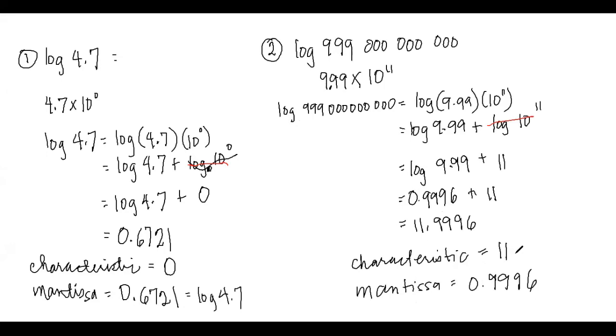So class, madaling malaman kung saan yung characteristic. Kung ano ang exponent from the very beginning ng 10, yun agad yung characteristic. Okay, katulad ng dito, 0. At the end, 0 yung characteristic. Ayun siya. Okay?